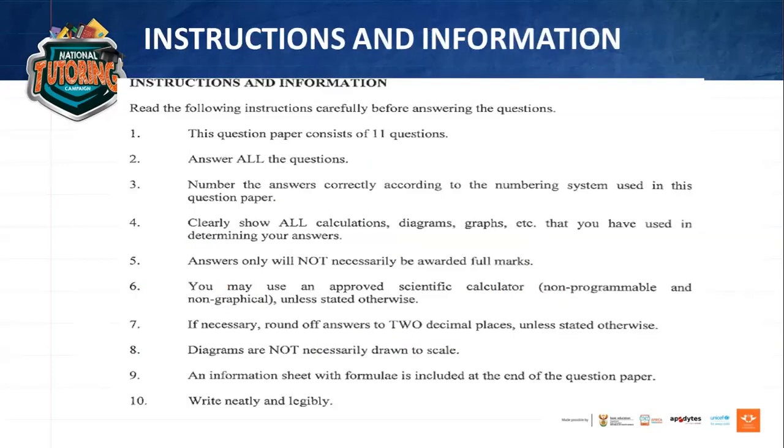But before we do that, it's important that we follow the instructions and information which will be given to us. Okay, so we need to check how many questions the question paper consists of, because if we know how many questions it consists of, it makes it easy for us to plan accordingly and check how we are going to tackle the paper.